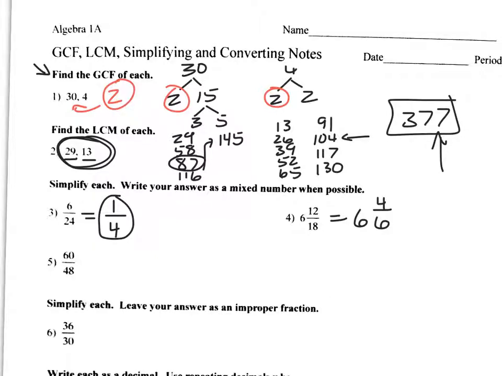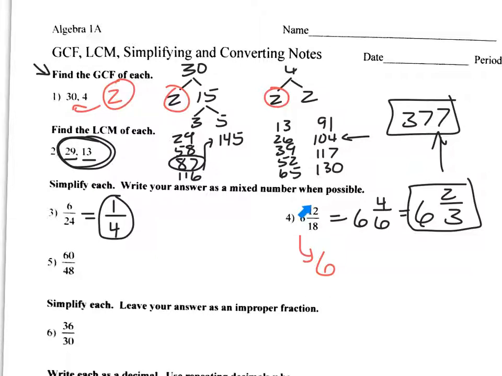Well, what I recognize then is 3 was not the biggest thing because 4 over 6 will reduce. What will go into 4 and 6? 2. 2 goes into 4 2 times. 2 goes into 6 3 times. Now that's completely simplified.